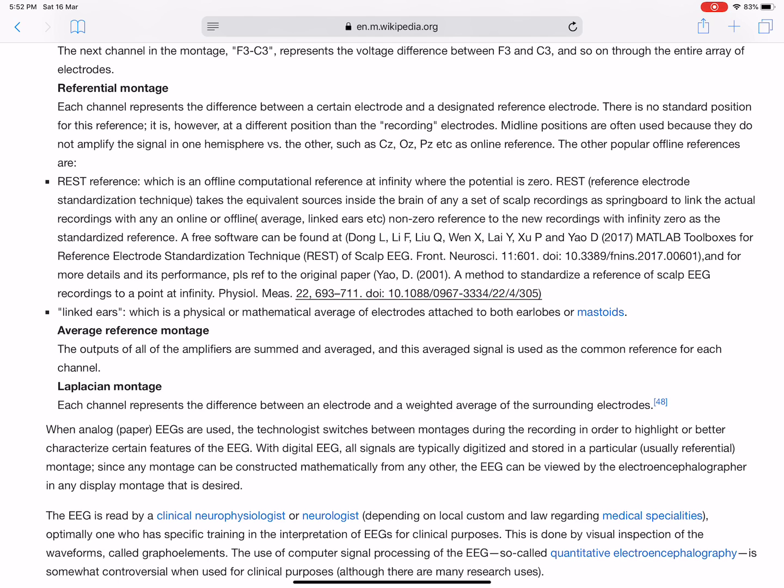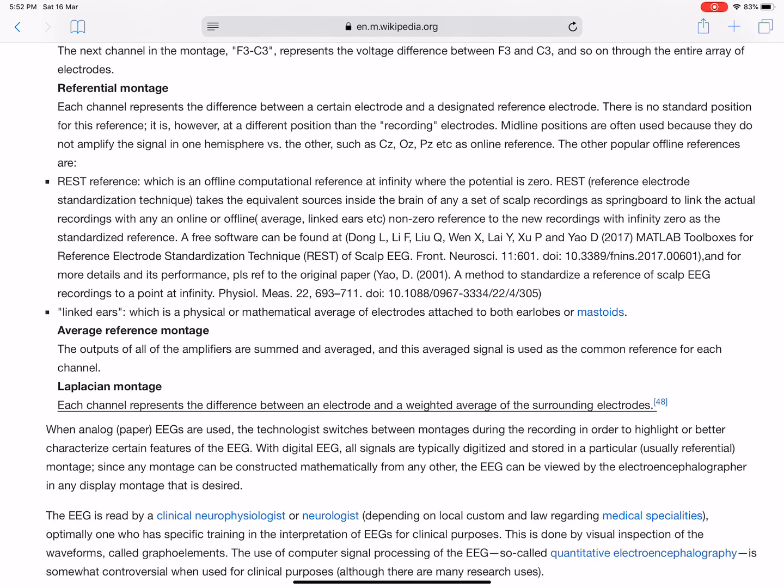10.1088/0967-3334/22/4/305. Linked ears, which is a physical or mathematical average of electrodes attached to both earlobes or mastoids. Average reference montage. The outputs of all of the amplifiers are summed and averaged, and this averaged signal is used as the common reference for each channel. Laplacian montage. Each channel represents the difference between an electrode and a weighted average of the surrounding electrodes.